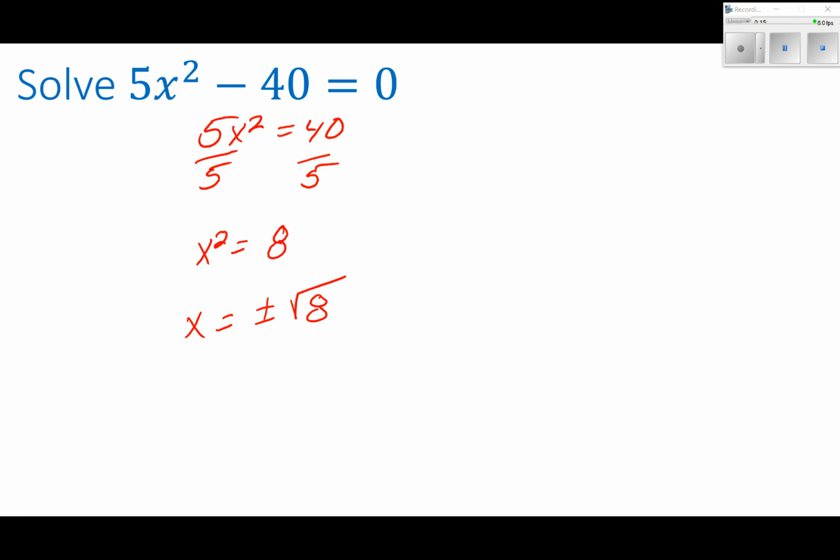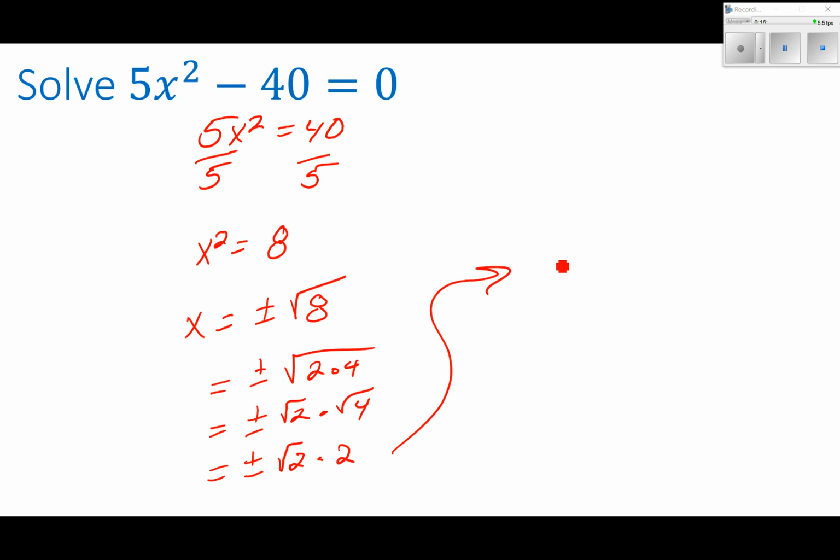Well, plus minus root 8, we can break up as root of 2 times 4, all under the radical still. We can break these apart, and root 2 times root 4. So this becomes plus minus root 2, which stays, times 2. So then final answer, x has to be plus minus 2 root 2.